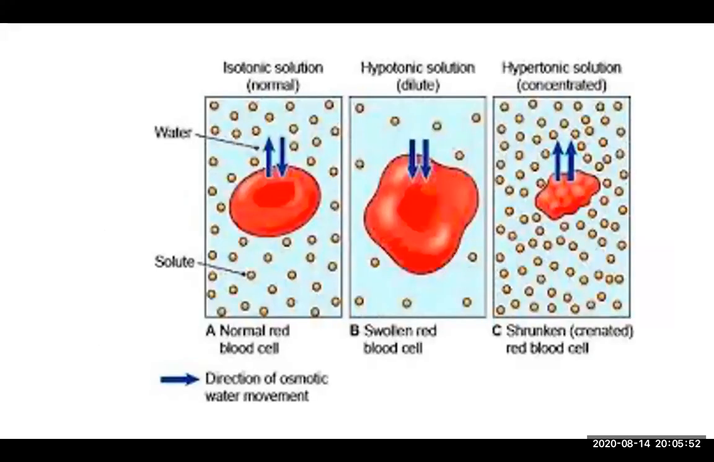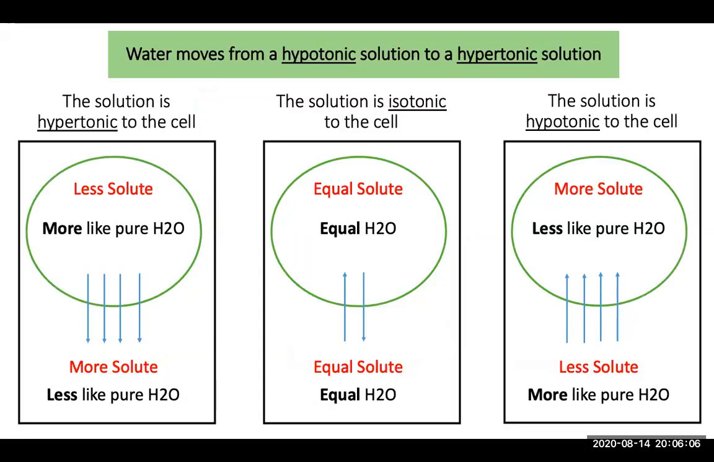And this is another look at what happens to cells, whether they're placed into an isotonic solution, a hypotonic solution, or a hypertonic solution. You should be familiar with these three types of solutions and what they mean as well. This is a great slide showing how water always will move from a hypotonic solution to a hypertonic solution. That just means that water will always move into a place where there's more solute to try to create an equilibrium and spread out those solute particles.